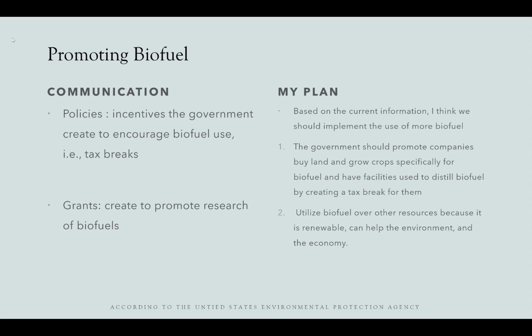Based on the information, I think we should implement biofuel because it's good for the environment. Government should promote companies to buy land and grow crops specifically for biofuel and have facilities used to distill biofuel in the U.S. by creating a tax break for them and giving them an incentive, and then utilizing biofuel over other resources because it's renewable, it helps the environment, and it's good for the economy.